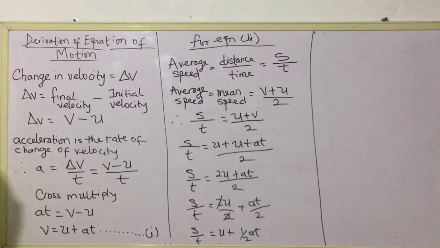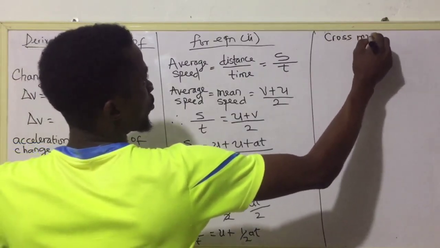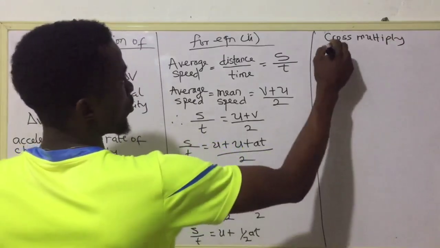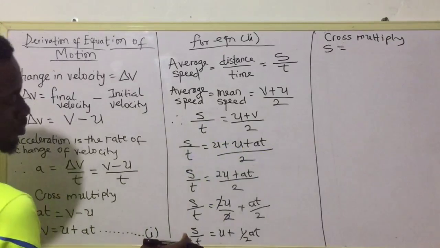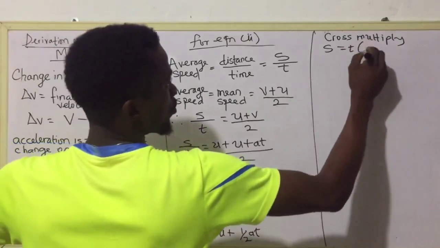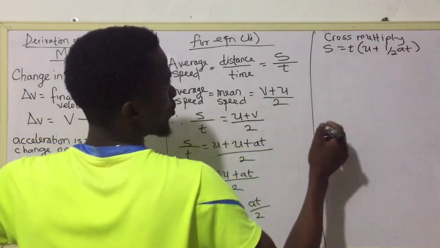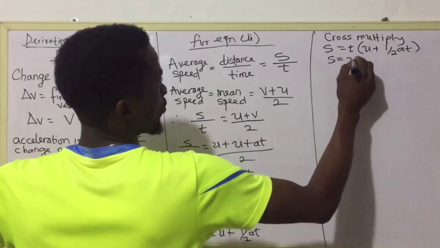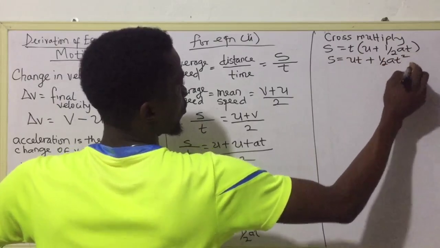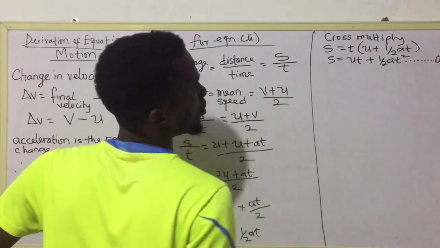To make s stand alone, we can cross multiply, meaning our t will multiply everything on the right hand side. So to cross multiply, t multiplied by u should be ut, and when t multiplies half at, it will become half at squared. So generally our s should be equal to ut plus half at squared, and that will be our equation 2.